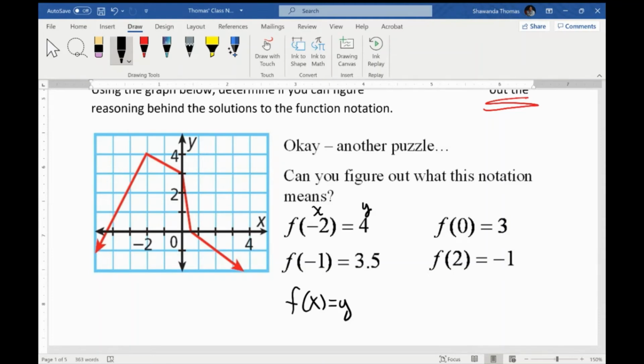So anytime you have f of something equals something, that's your y. So when you look on the graph, you can see that negative 2, 4 is like saying negative 2, 4 is on the graph. Negative 2, 4 is right here.